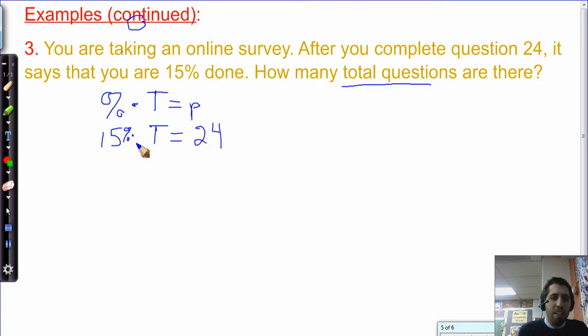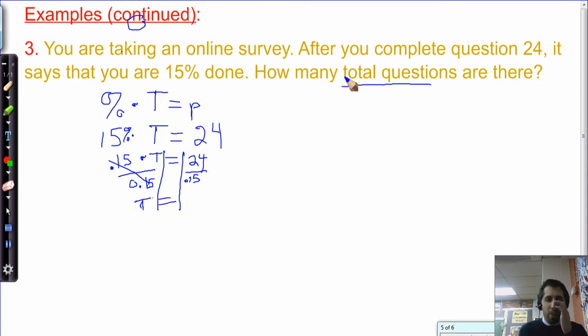That's 15%. Now again, before we can multiply, we need to change this to a multiplying and dividing form, which would be a decimal or a fraction. So if 15 hundredths times total equals 24, again, just equation solving method, undo multiplication by dividing both sides by 15 hundredths. Our total in this case is going to be 24 divided by 15 hundredths.